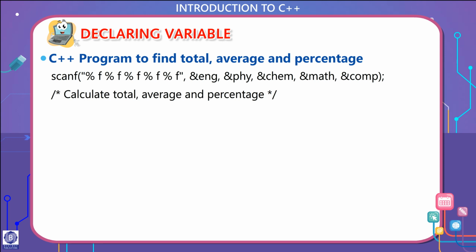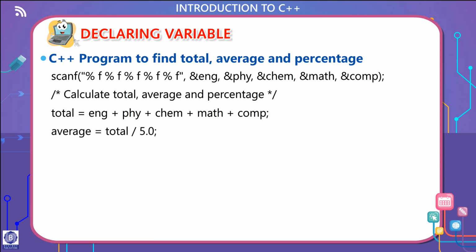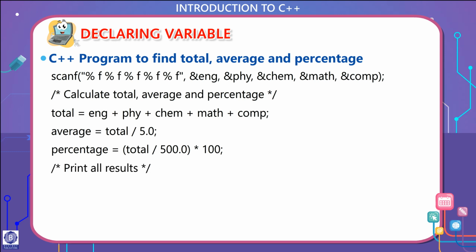/** calculate total, average and percentage. */ total is equal to English plus Physics plus Chemistry plus Math plus Computer. Average is equal to total divided by 5. Percentage is equal to total divided by 500, multiply 100.